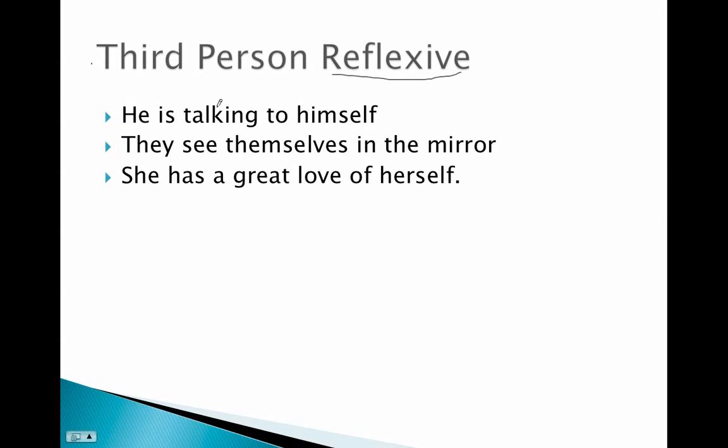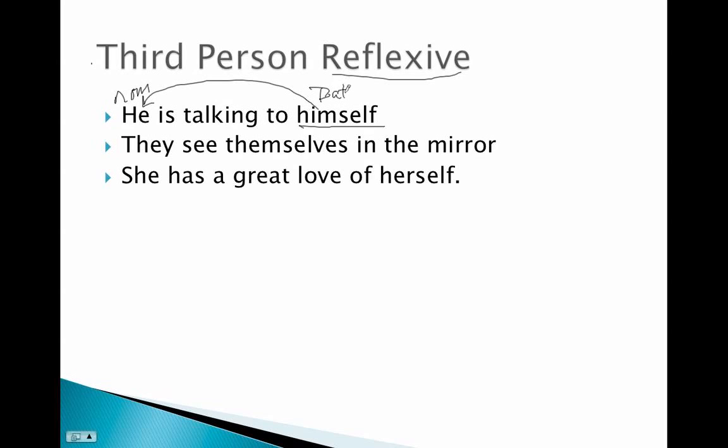And I think the best way to look at the reflexive is to give you some English examples first. He is talking to himself. This himself is the reflexive. It's pointing back. It's the same person as the subject. So a reflexive is the same person or thing as the subject, but in a different case. So we've got the same person in the nominative here, he, and he's talking to himself.